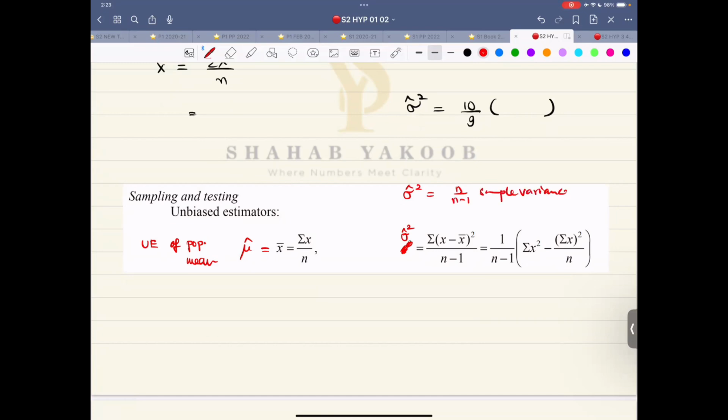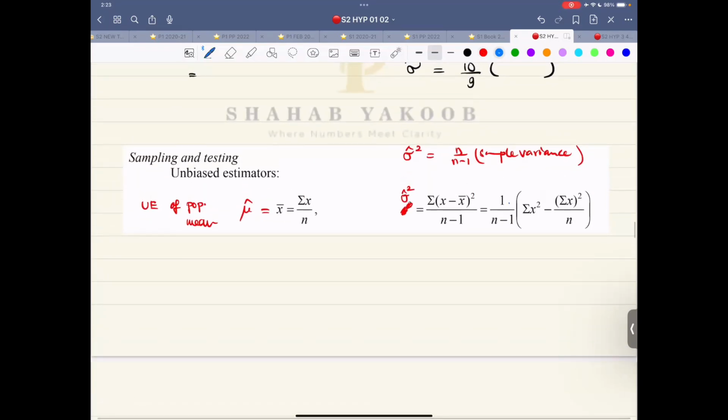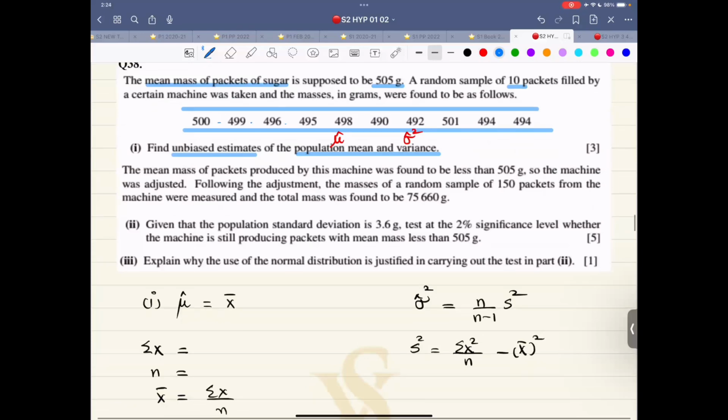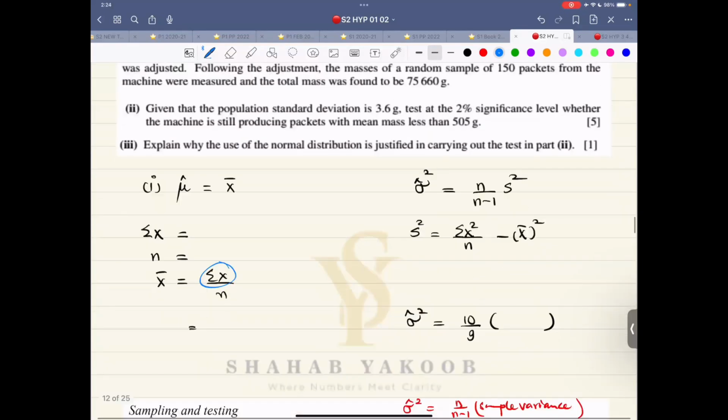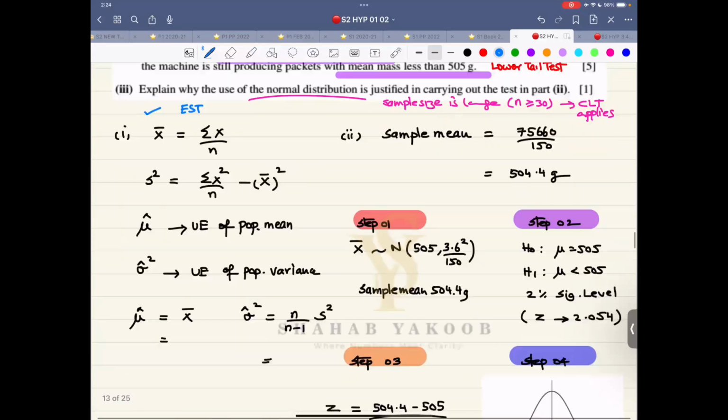So if you want, you can use this particular formula, which is 1 over n minus 1, sigma x square minus sigma x whole square over n. That means we would square each one of these 10 values. We have already added them up. That's right over here. This is sigma x square. Just use this formula and then you can get the direct answer.